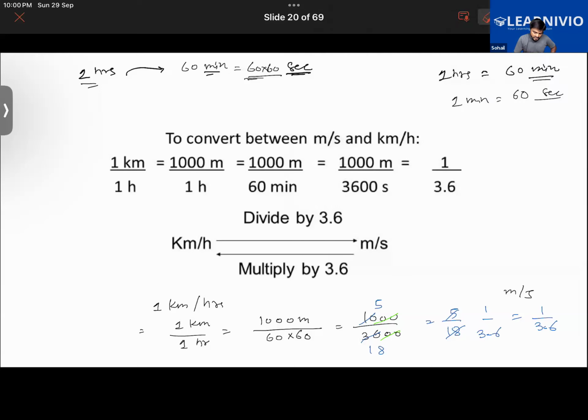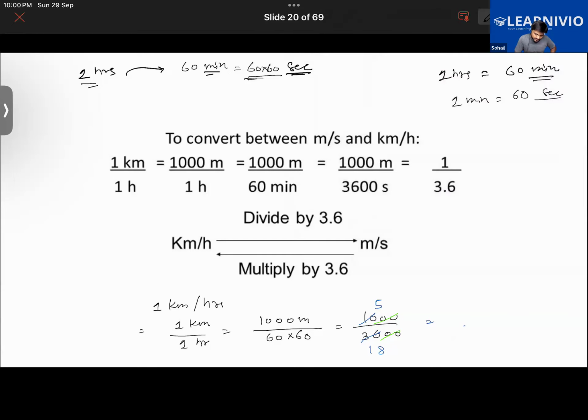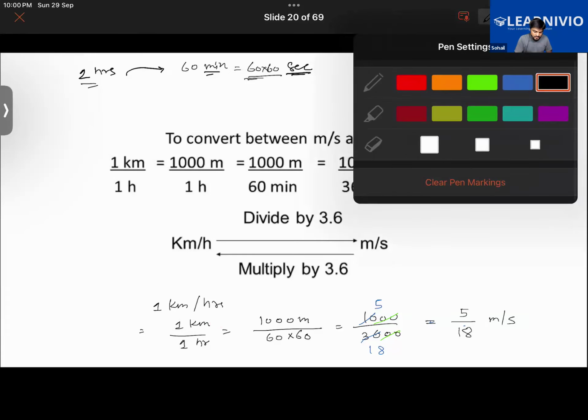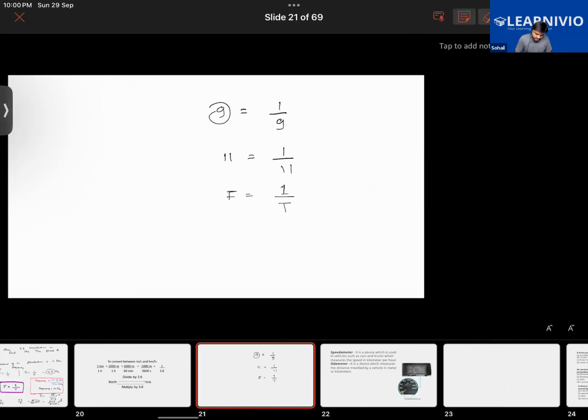Or just do one thing. Many times students find decimals confusing to understand or use. So just use this value, 5 upon 18 meter per second. Getting it, everyone, what I'm trying to say? Yes, sir. Okay.